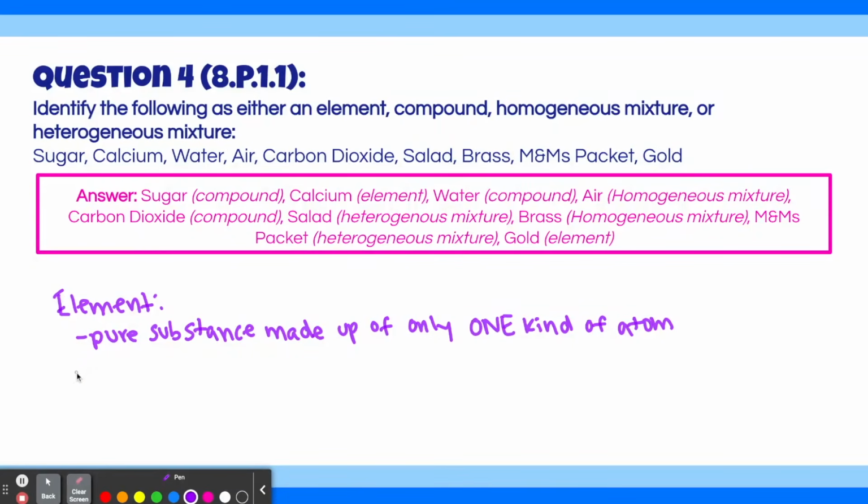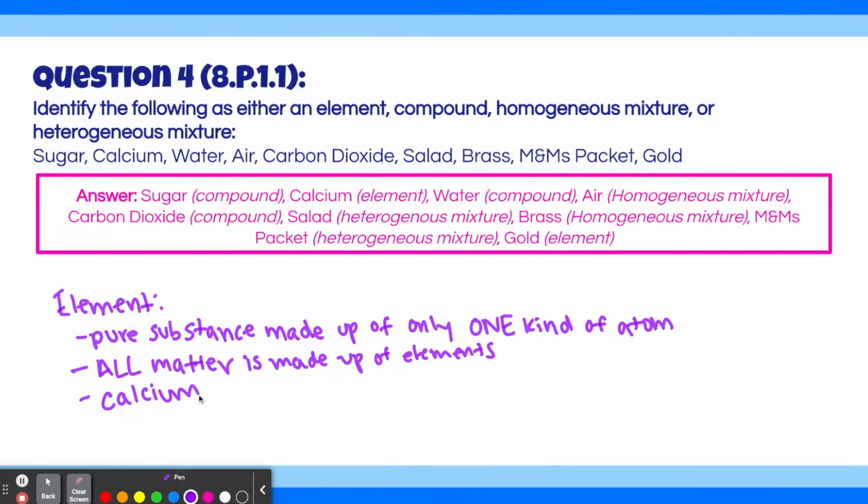All matter is made up of elements. That's very important. All matter. There are no exceptions. The elements in this question were calcium and gold because they cannot be broken down into anything else. They are just calcium atoms and gold atoms. So calcium, gold.